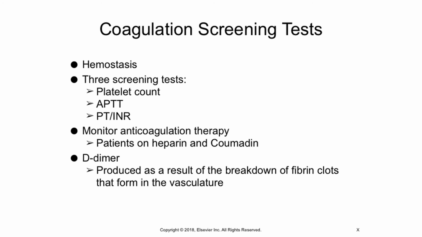D-dimer is a test that they do, produced as a result of the breakdown of the fibrin clots that form in the vasculature. So that's another test they may do if they're looking at blood clots, especially if they're trying to rule out a PE, is looking at their D-dimer.